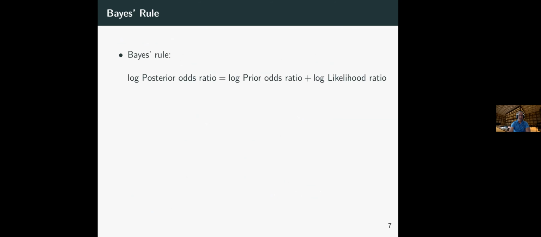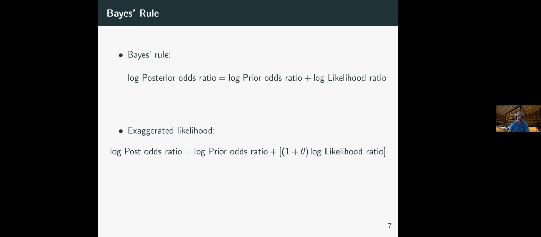I can rearrange Bayes' rule in terms of odds ratios. So we know that the log posterior odds ratio equals the log prior odds ratio plus the log likelihood ratio. With exaggerated likelihoods, it looks the same, except the log likelihood ratio is multiplied times 1 plus theta. So in log odds form, learning is an additive process. You just add the log likelihood ratio to what you believed before. Here, you're just adding too much. So whatever you added, you're going to add too much. You can immediately see that looks like an overreaction.